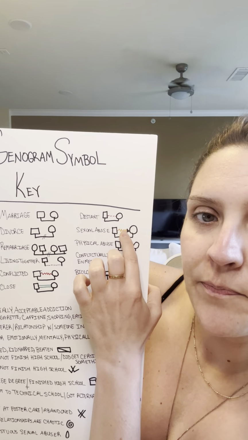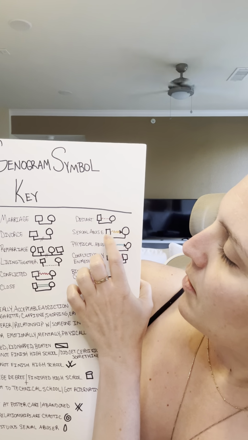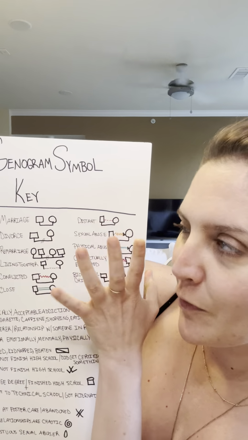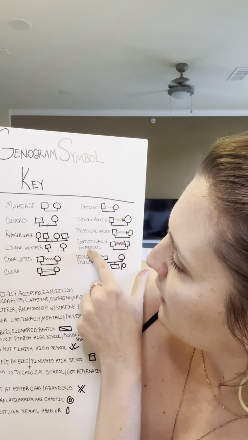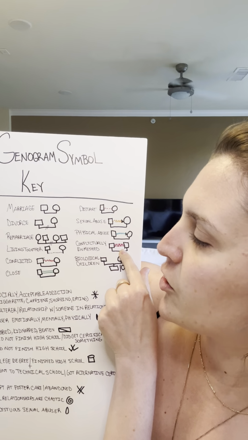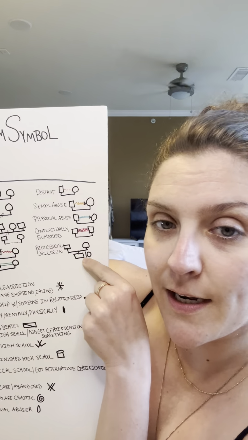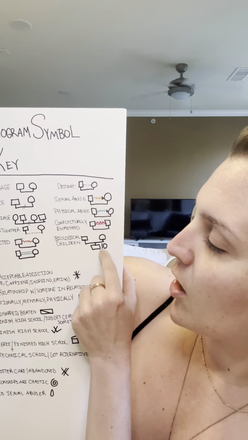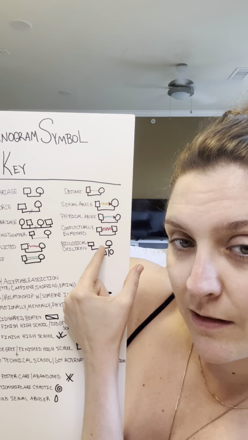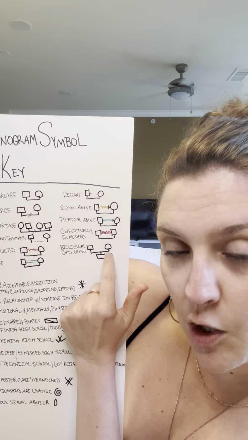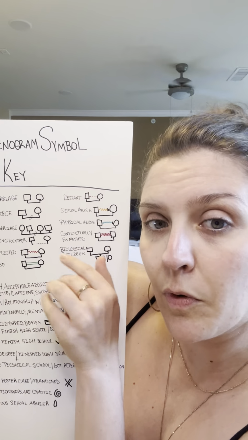Sexual abuse. Okay. I put my own little symbol. Physical abuse, conflictually enmeshed, biological children. So any children, these people are going to be married, right? And there's going to be a little line, and then there's going to be, whether it's a boy or girl, biological boy or girl. Okay, so we really want to be on here.